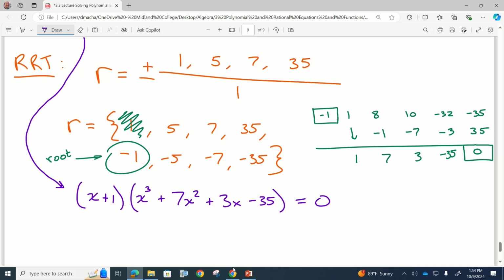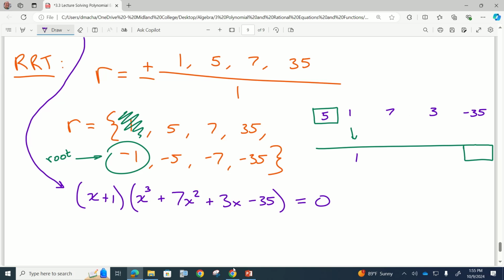What should I try next to determine if it's a root? Oh, and by the way, you do have to change the coefficients now, because I have to use these cubic polynomial coefficients. So it'll be like 1, 7, 3, and negative 35. Sorry, what did you say you want to try next? 5? And I should also say, negative 1 is still on the table. It could be a repeated root, in which case you'd have negative 1 show up twice. So that's a possibility. But let's try 5 next.